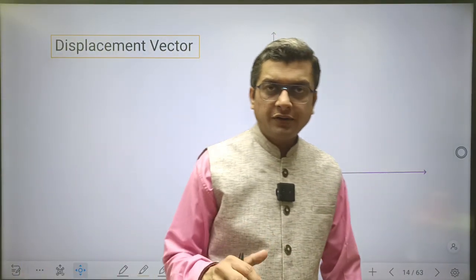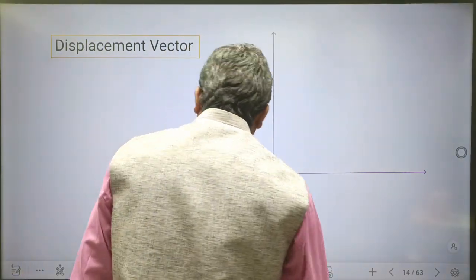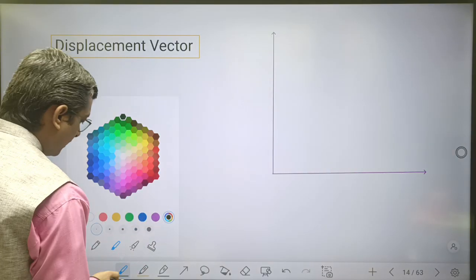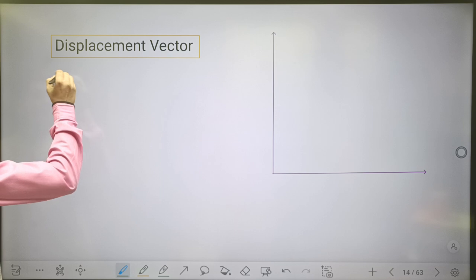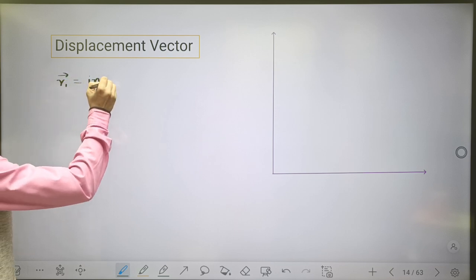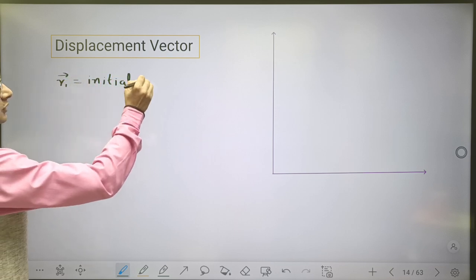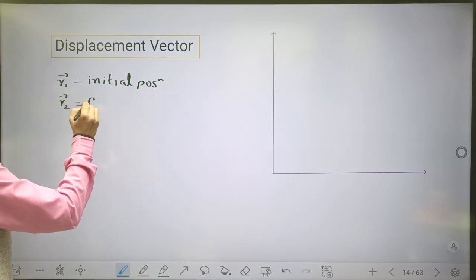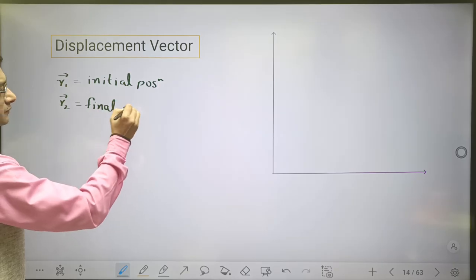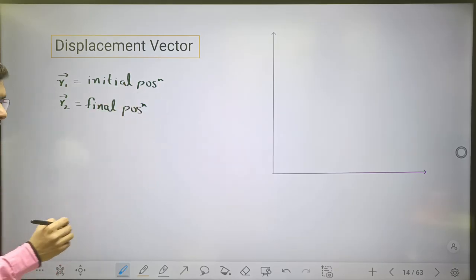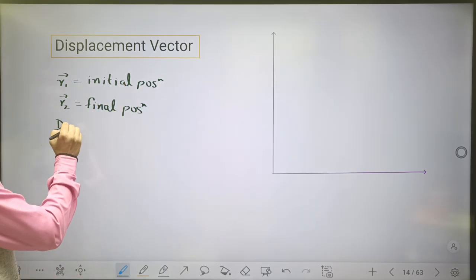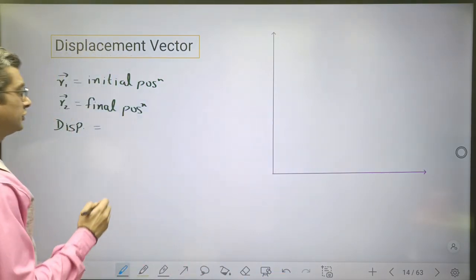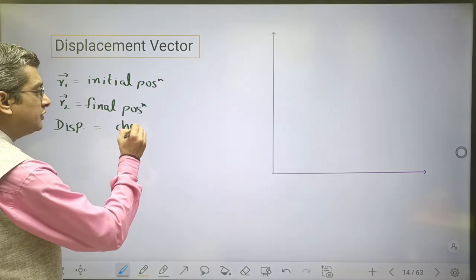So we have seen position vector. Now we have to see what is displacement vector. Suppose the initial position of a particle is given by r1 vector. So r1 vector is the initial position of a particle. If I take r2 vector as the final position, then the displacement is given by final position minus initial position. So displacement is nothing but change in position.